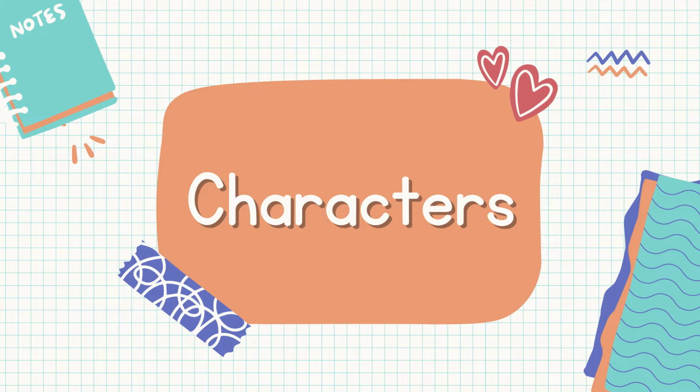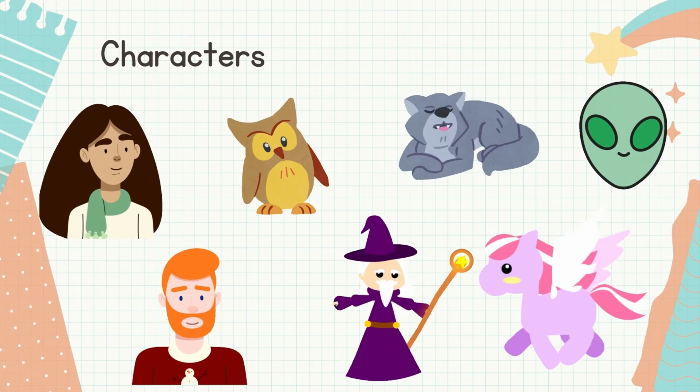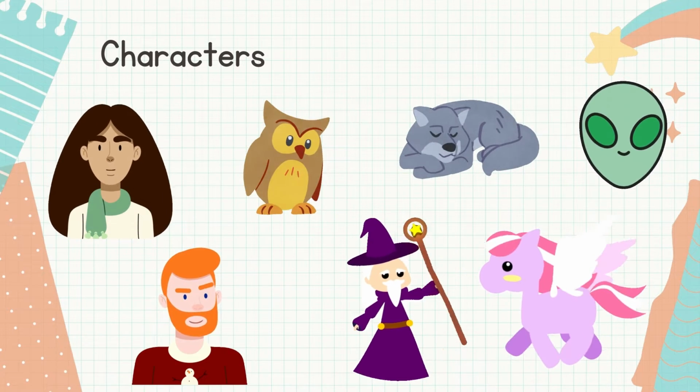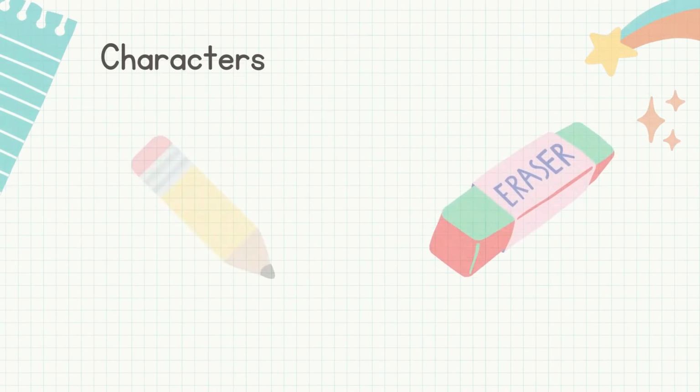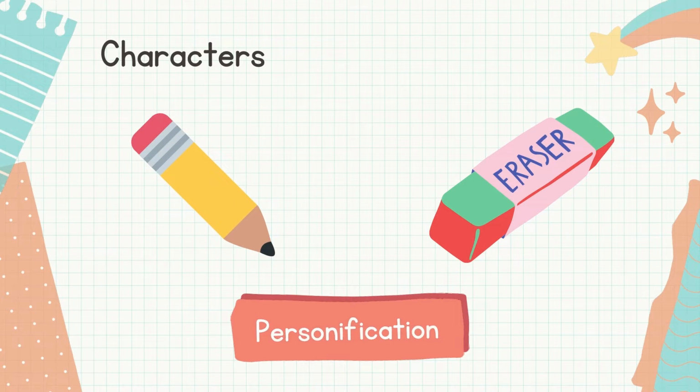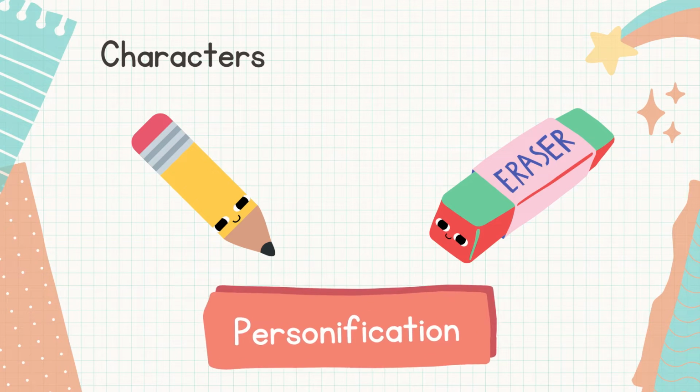Who are the players in your story? They are together called characters. Characters can be people, animals, mythical creatures, aliens, you name it. So, can I write a story about a pencil and an eraser? Why not? Breathe life into your characters by giving them human traits and behaviors. This is called personification.